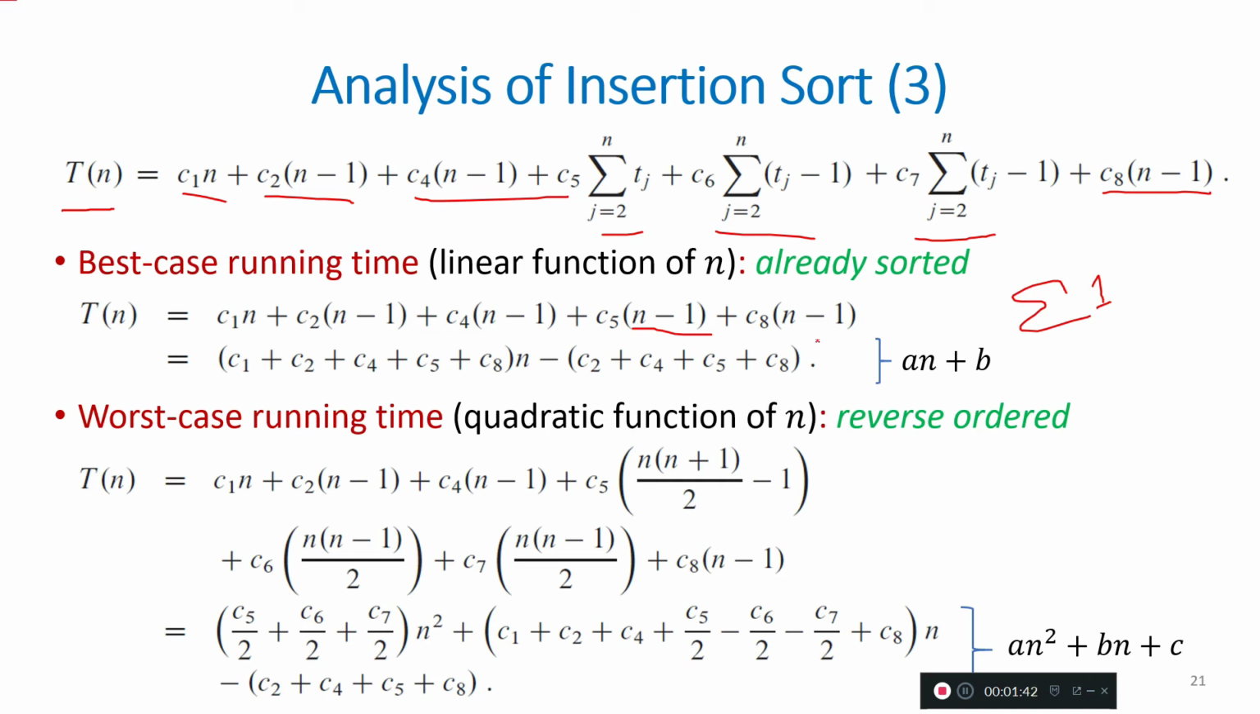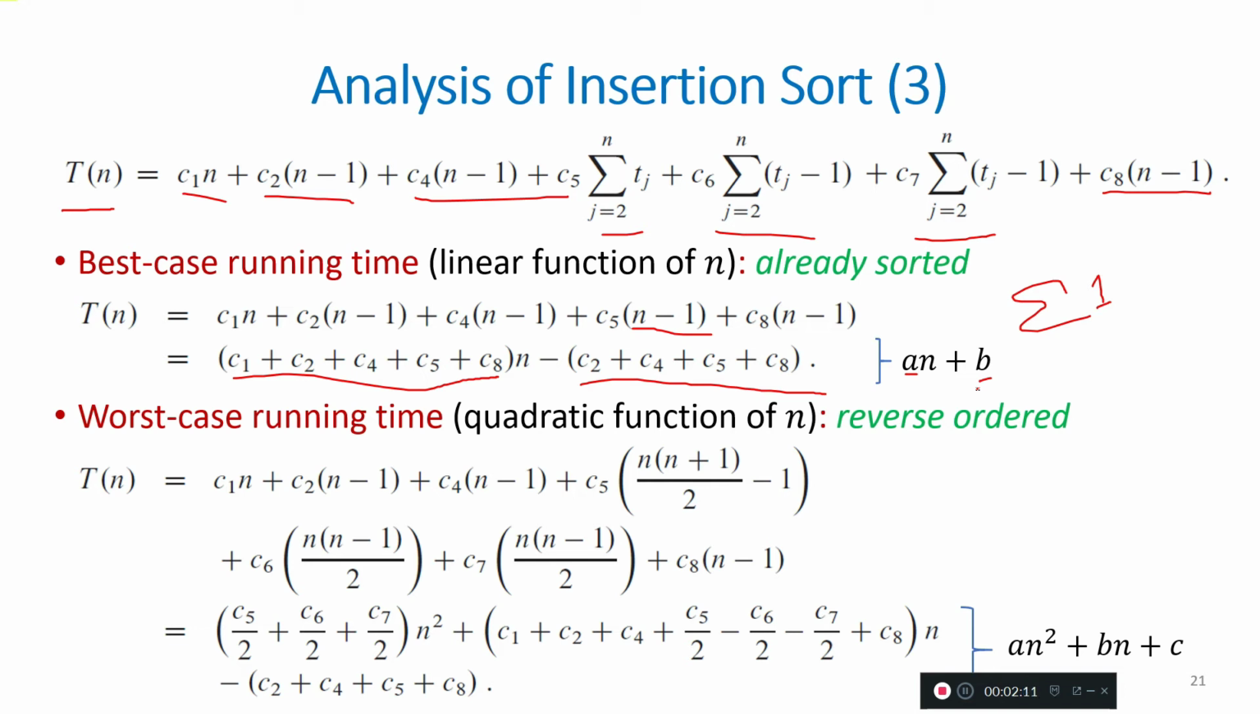So if we rearrange these terms and write them as such, we see that this coefficient is actually some constant a, and the sum of these coefficients is some constant b, and this is a linear equation. So we can say that the best case running time of an algorithm, in this case insertion sort, is a linear function of n.